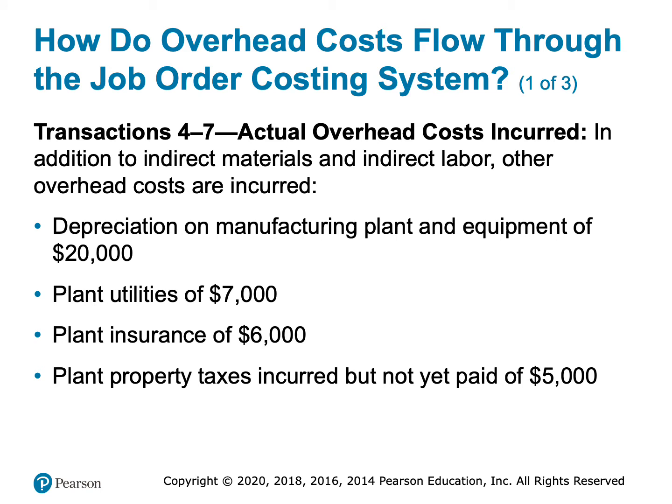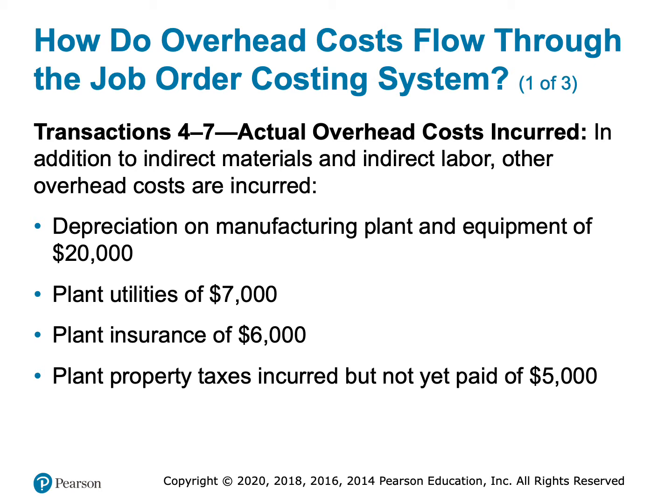So we've already recorded the materials that we used, both direct and indirect. Remember, direct went directly into work in process, indirect went through overhead. We've recorded the labor that we used. Direct labor went directly into work in process, indirect labor went through overhead. Now we've got lots of other bills that we're going to pay with respect to the factory. And we know that all the costs that we incur in our factory, if they're not direct materials or direct labor, they go through overhead.